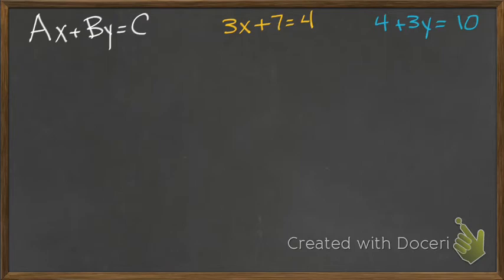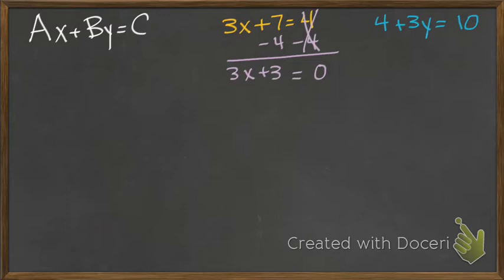So like for the yellow one here, I'm going to subtract 4 from both sides because I want this set equal to 0. So on the left side, I have 3x plus 7 minus 4. So that's 3x plus 3.